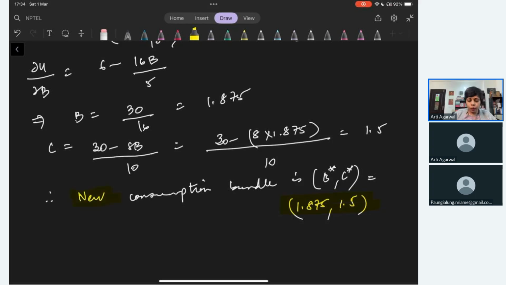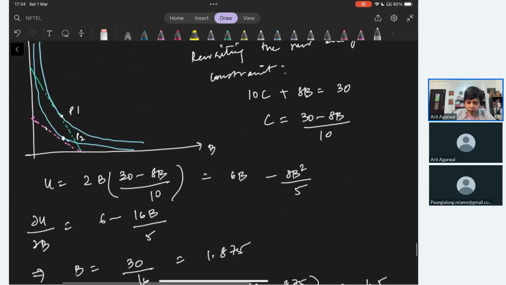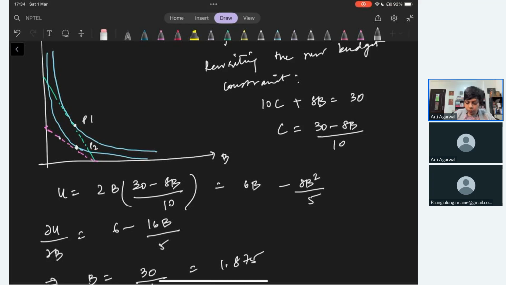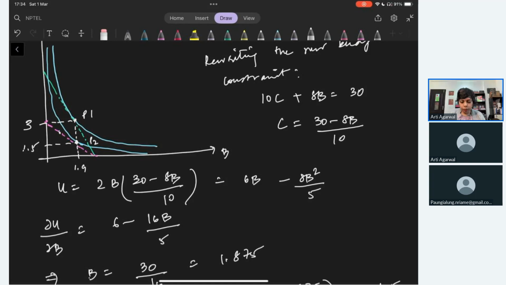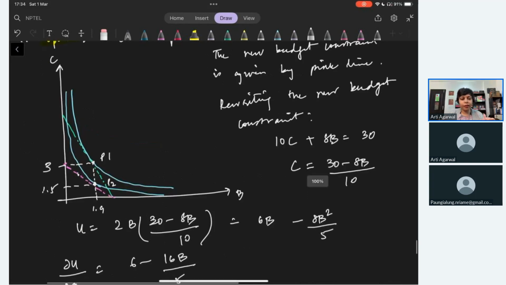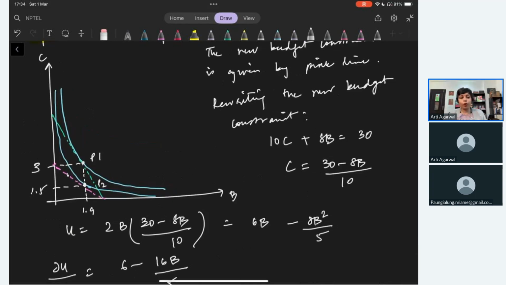And this is what I have drawn. This is what I've represented here on the diagram, that consumption of B is remaining the same. This is 1.9 or 1.875. C was initially 3 and C is now becoming 1.5. So this is how you can visualize it on the diagram. I mean, the diagram cannot be more clear. Actually, I've tried my best to show you the diagram.